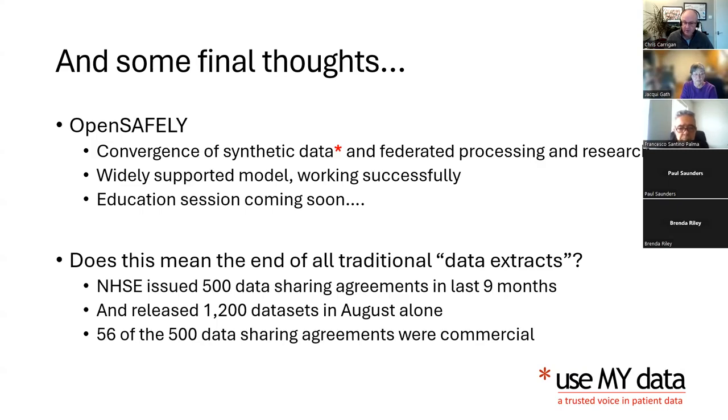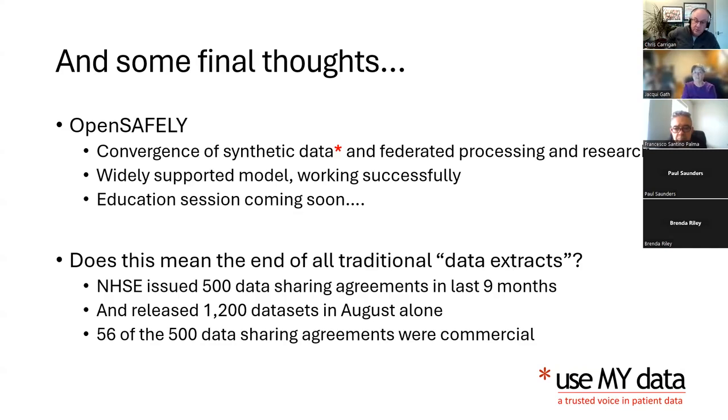So OpenSAFELY is going to be one of our education sessions coming up. That'll be a really interesting one to watch, because a lot of people are seeing this as the future. And my question was, well, is it the entire future? Does this mean the end of all traditional extracts of data that go out to organizations? I don't think it does. And certainly at the minute it's not, because NHS England in the last 12 months issued 500 data sharing agreements, the contracts, if you like, with organizations to which they would send data. That's in the last 12 months.